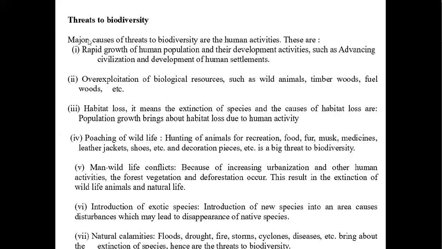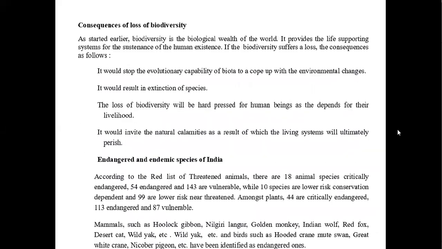And there are more points here, the threats to biodiversity. What are the major threats to biodiversity? Such as the rapid growth of human population, overexploitation of biological resources, habitat loss, poaching of wildlife, man-wildlife conflict, introduction of exotic species, natural calamities. There are so many threats to biodiversity. What are the consequences of loss of biodiversity? It would stop the evolutionary capacity of biota to cope up with environmental changes. It would result in extinction of species, and loss of biodiversity will be hard for human beings as they depend on it for their livelihood.